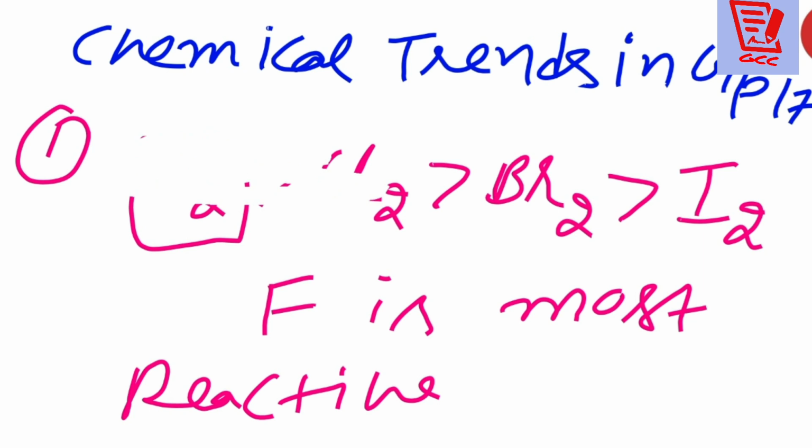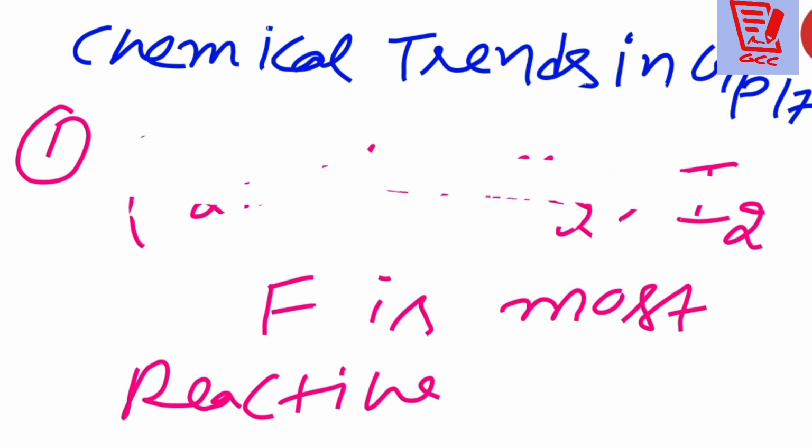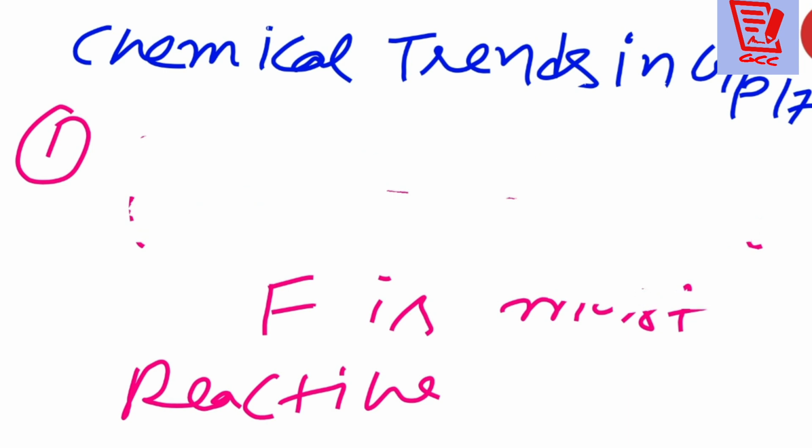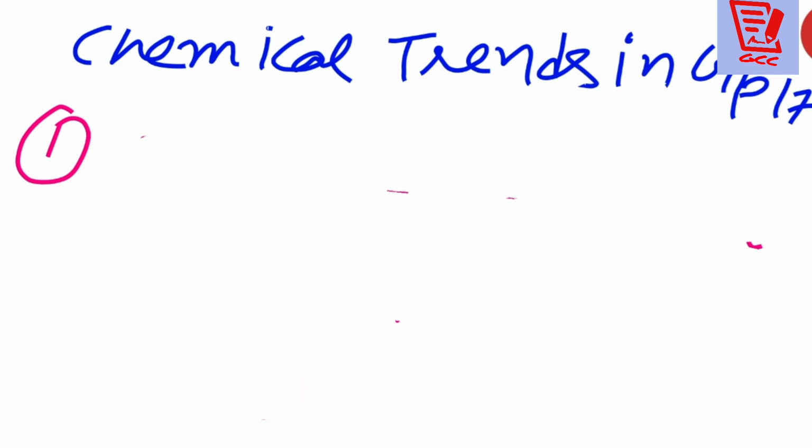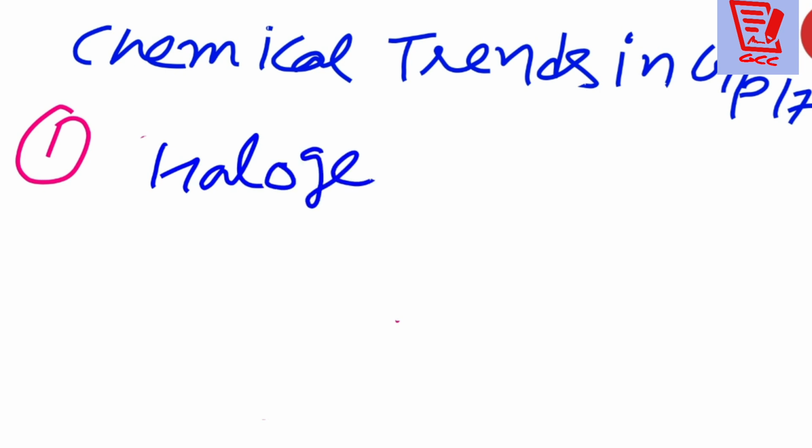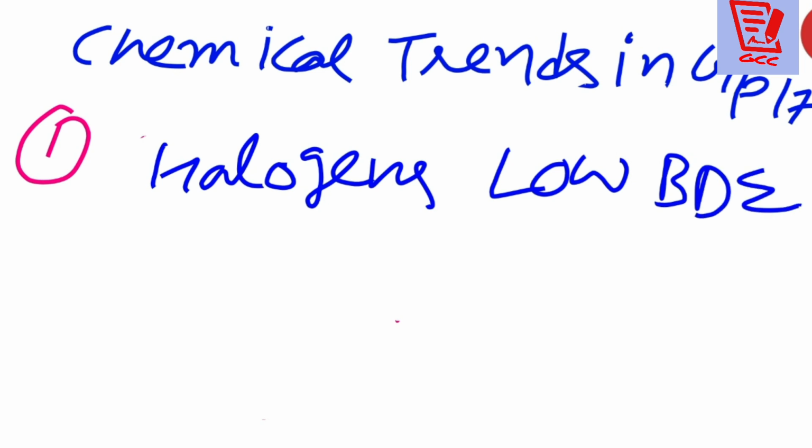Now after that, beta, we are going to do the second point. In the second point, we have to talk about the bond dissociation enthalpy. Whenever we talk about bond dissociation enthalpy, we say that all the halogens usually have low bond dissociation enthalpy. Do you know why, beta, all the halogens have very low dissociation enthalpy? The reason behind it is this one only.